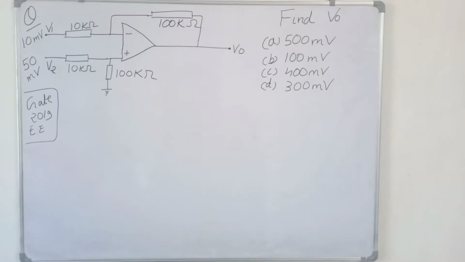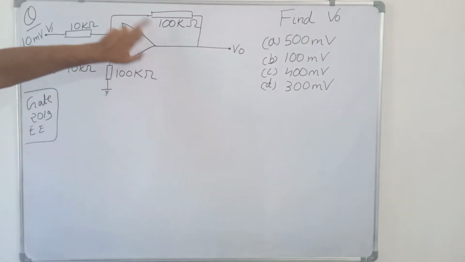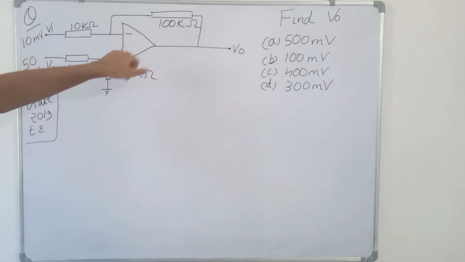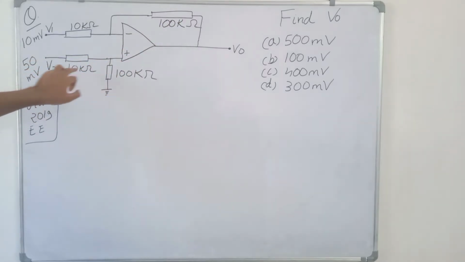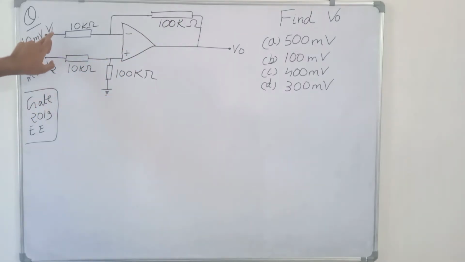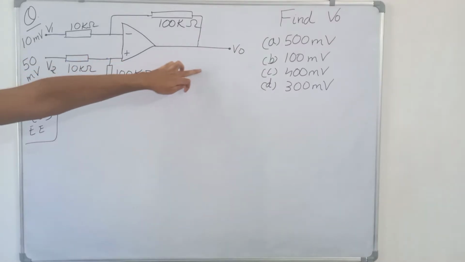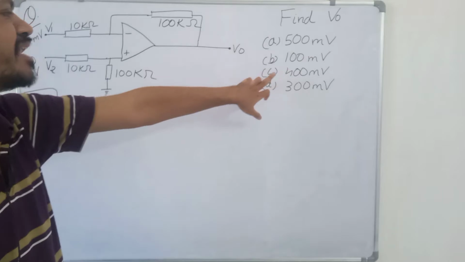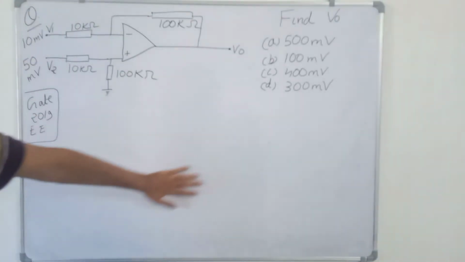So this is a question from GATE 2019 Electrical Engineering branch. This is an op-amp circuit which is given. This is 10 kilo ohm, 100 kilo ohm. This is 10 kilo ohm, this is 100 kilo ohm. This voltage V2 is 50 millivolt, this voltage V1 is 10 millivolt. We have to find the output voltage of the op-amp. So it is 500 millivolt, 100 millivolt, 400 millivolt or 300 millivolt.